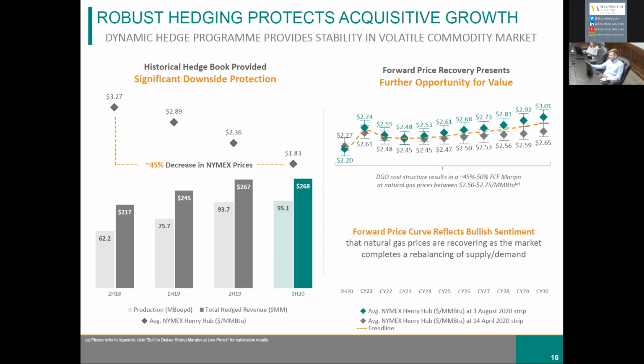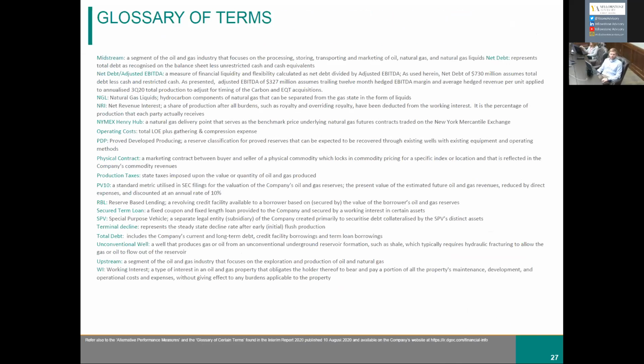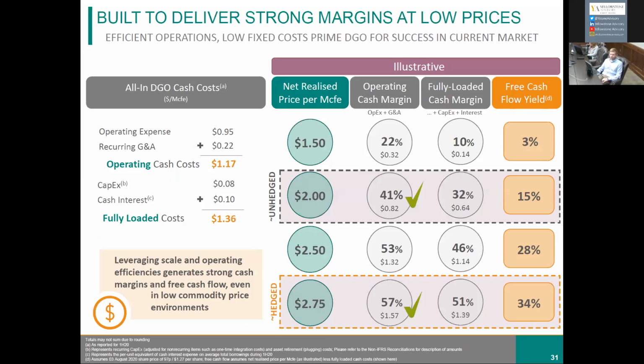And if you further look at that in the context of slide 31, I know I'm jumping around a little bit here, but you can see the very healthy margins that we generate at these illustrative price points. So at $2.50 gas, we generate a 53% cash margin. If you fully load that with interest expense and CapEx, you're still nearly 50% at 46%, very healthy free cash flow yield, et cetera. So the business is designed to do extremely well in a low price environment or in a healthy price environment.